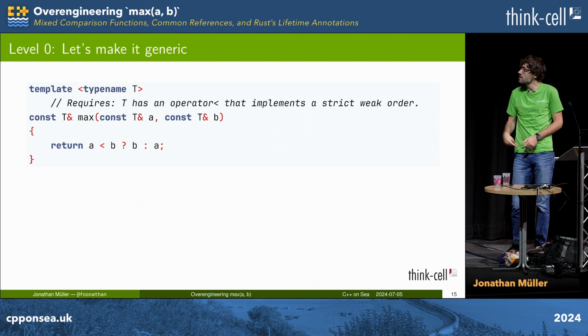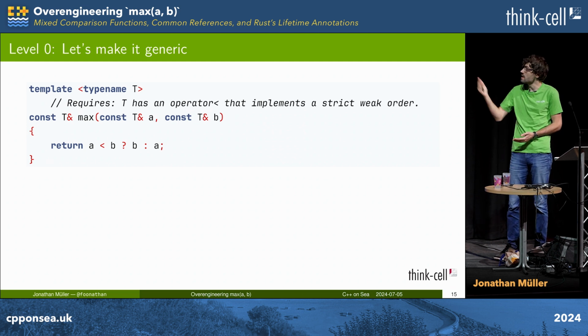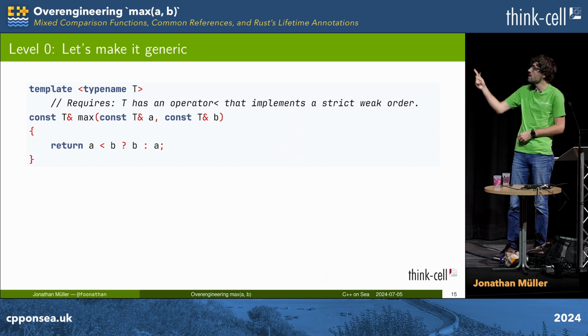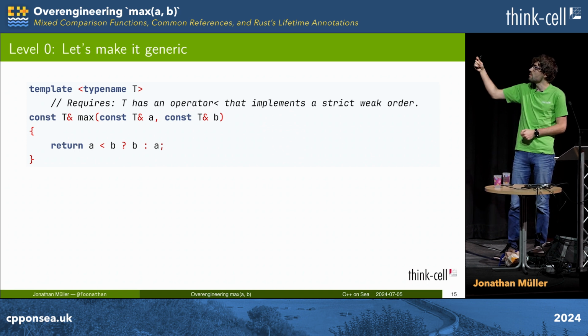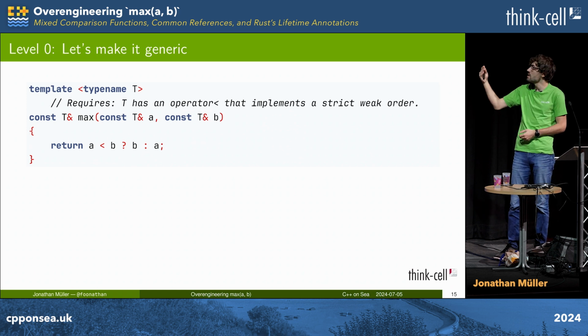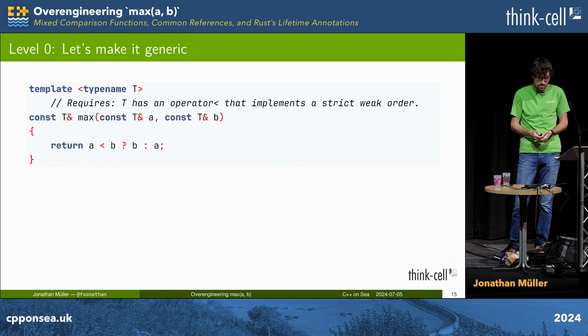So this is the implementation we have right now. We say if A is less than B, then return B. So in this case, A and B are equivalent. So A is not less than B, so we return A. So with this implementation, we would return A. So P1 is being returned if they're equivalent. If they're equivalent, we return the first argument.